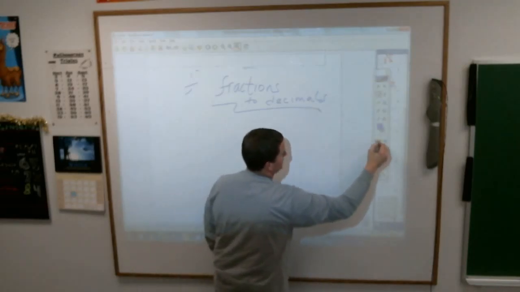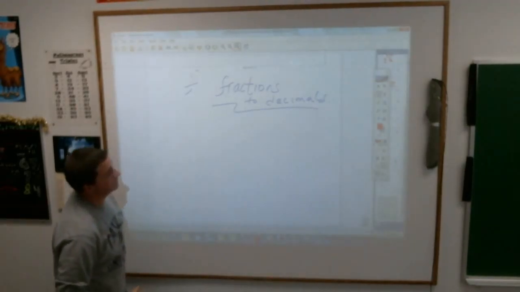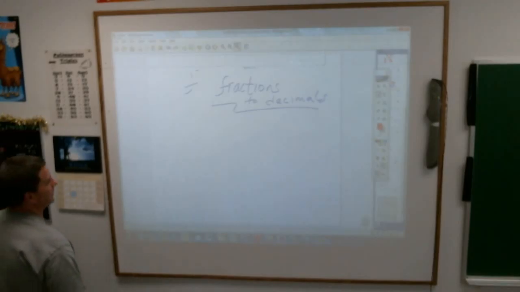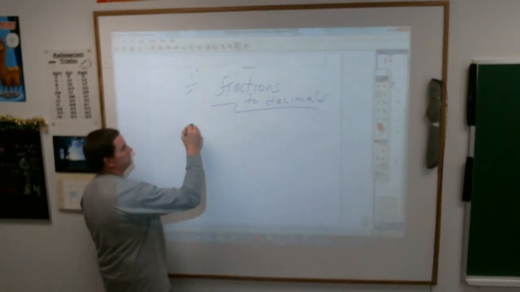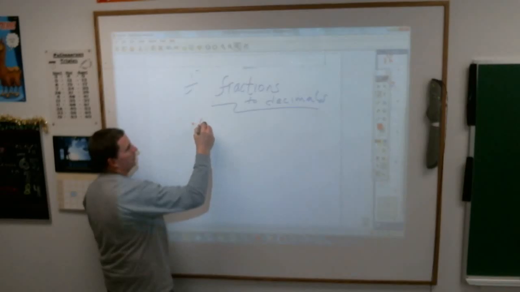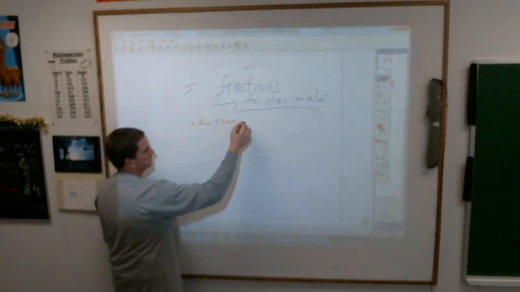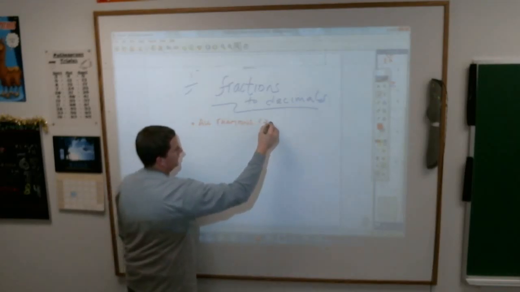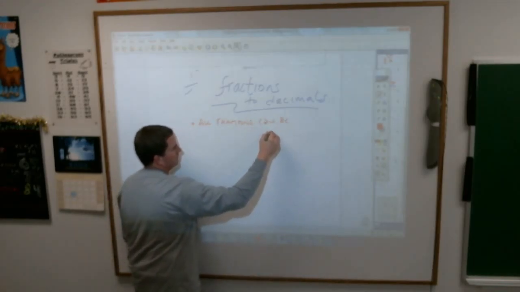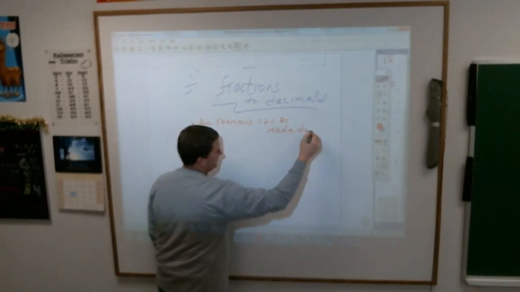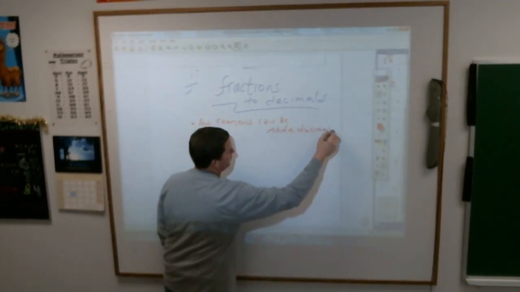Fractions to decimal. Every single fraction known to man can be changed to a decimal. All fractions can be made decimals. How, you ask? Some of them you already know.